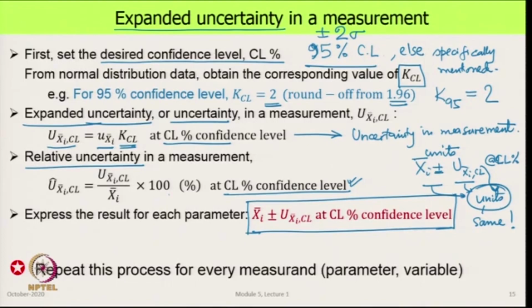We will take up some examples, so it becomes clearer how we are applying it, but that is the process that we follow. We have got this for parameter x I. We repeat this for every measurement or parameter. That means, we do it first for x 1, then x 2, x 3, as many parameters are being measured in the experiment. We have to repeat it that many times, and the most important thing is that all these parameters, the uncertainty has to be reported at some confidence level, which should be the same. So, we should have the same CL for all x I.